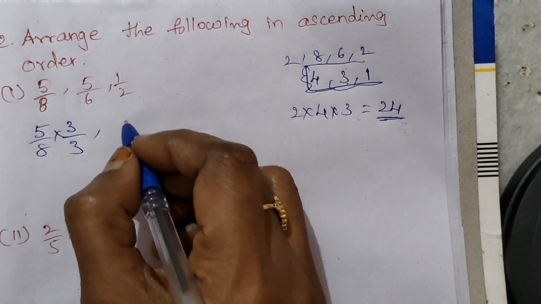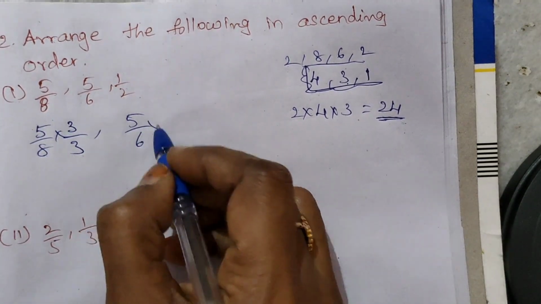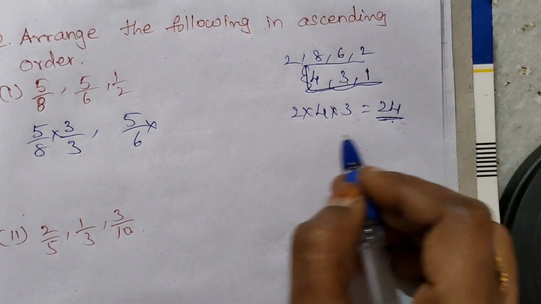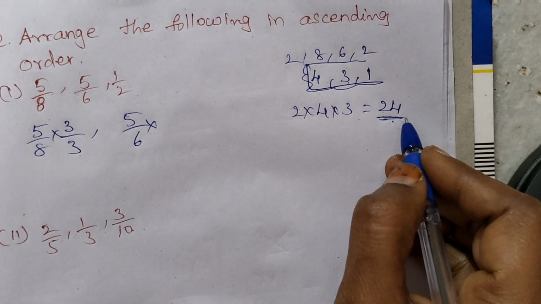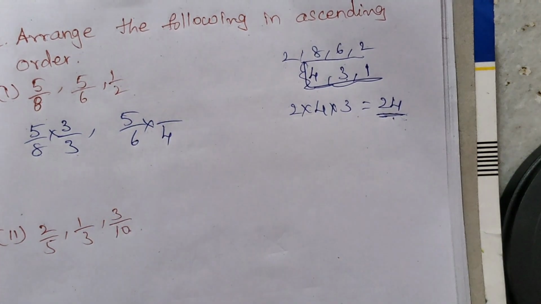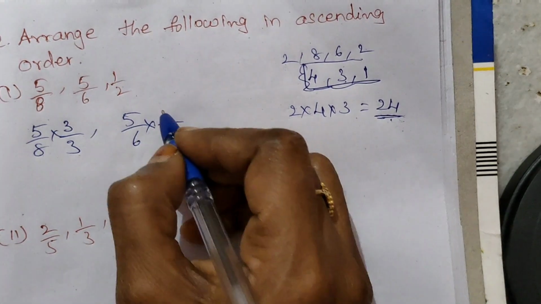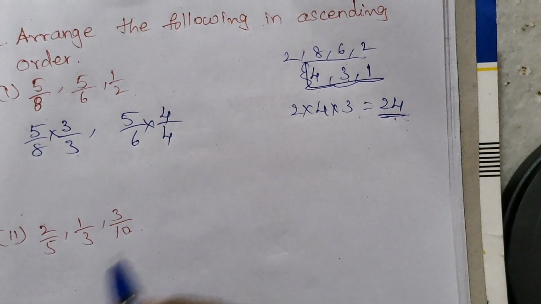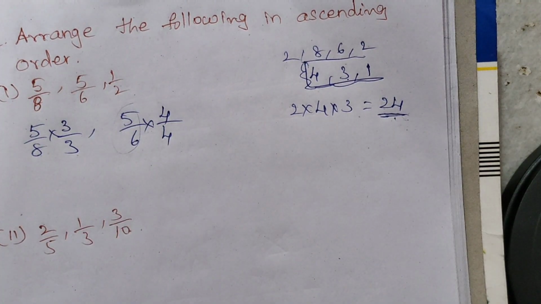Okay. Next, 5 by 6. Here also in the denominator, I want 24. 6 4's 24. So, in the denominator, I am writing 4. So, I want in the numerator also, I have to write 4. 4 by 4, 1. Again, it will become 5 by 6 only.